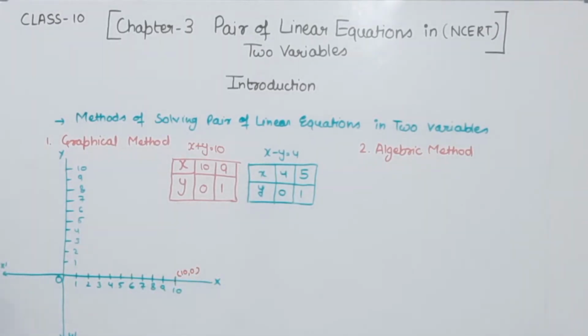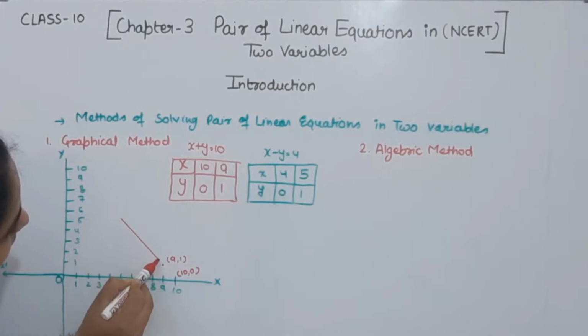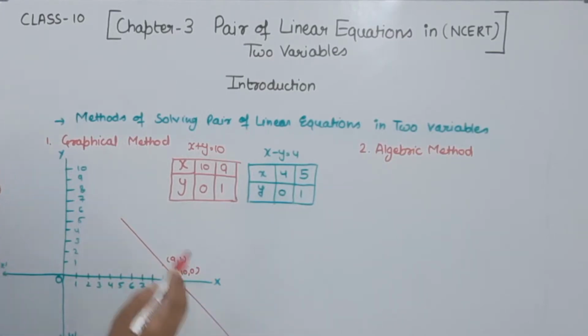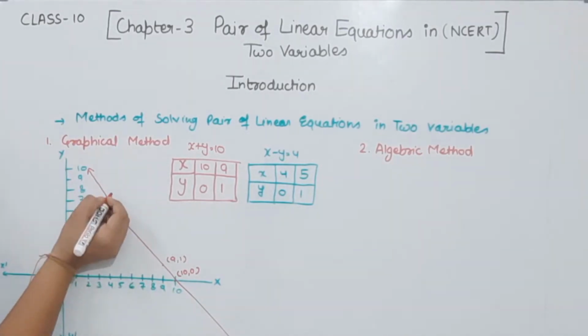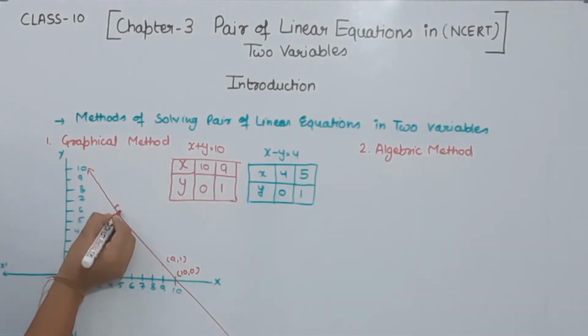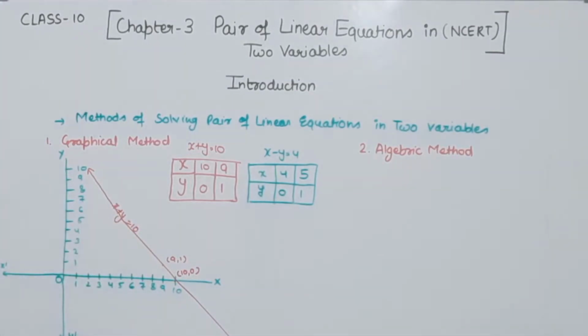Now comes the next one. The next one is x equal to 9, and y is 1. This is the 1 and this is the 9. So this is the second point, 9 and 1. Now we have to draw this one. We have drawn this one. This is the equation we have. We will write the equation of this one: x plus y is equal to 10. So this is the first equation.